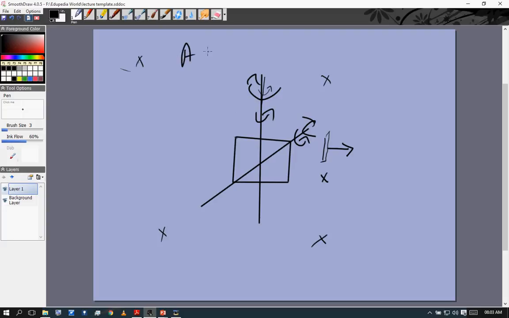I'll just write it now. A change in magnetic field produces an EMF and hence an electric field. These are the two symbols. I hope you're familiar with them now. This is for the EMF and this capital E is for the electric field.